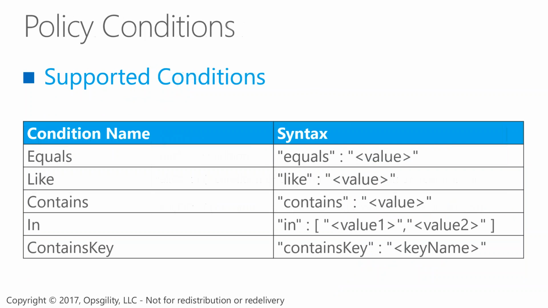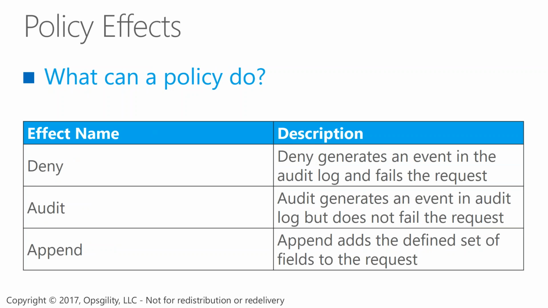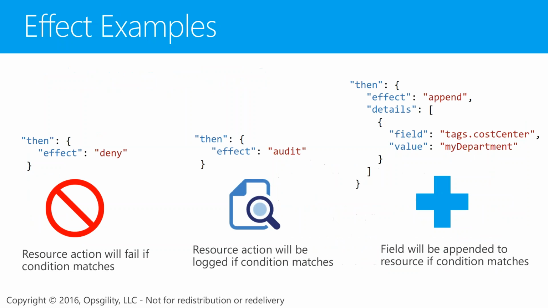So I also have several different conditions that I can meet, like equals and contains key. Then I will be defining what the policy effect will be. And again, I can choose between these three: deny, audit, and append. So these are just some of the effects, giving examples.